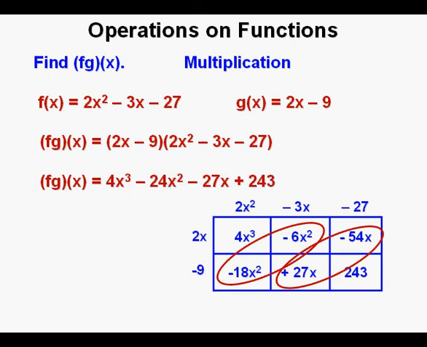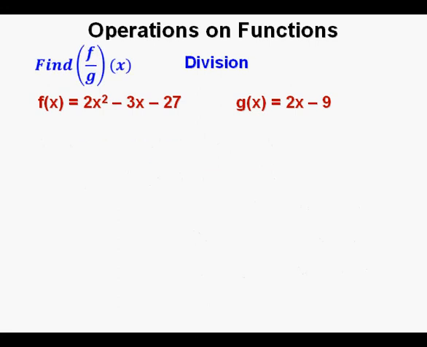That gives us a product of 4x cubed minus 24x squared minus 27x plus 243. And that's fg of x, or f times g of x. And now we'll look at the division operation. Find f divided by g of x, or f over g of x.